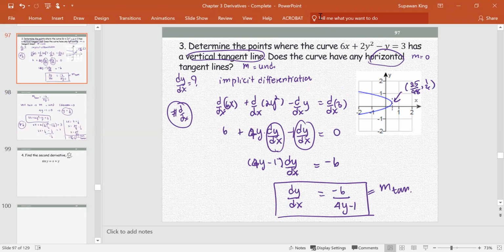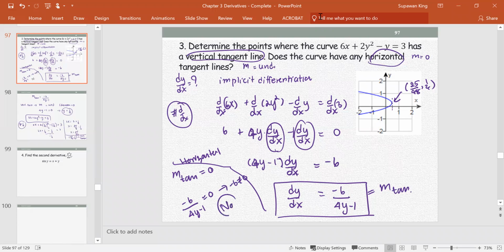Next, let's consider: is it possible to have a horizontal tangent line? As you see, the slope is −6 over (4y − 1). For the horizontal tangent, the slope m must be 0. Can −6 over (4y − 1) be 0? The answer is no. So therefore, the curve doesn't have a horizontal tangent line.